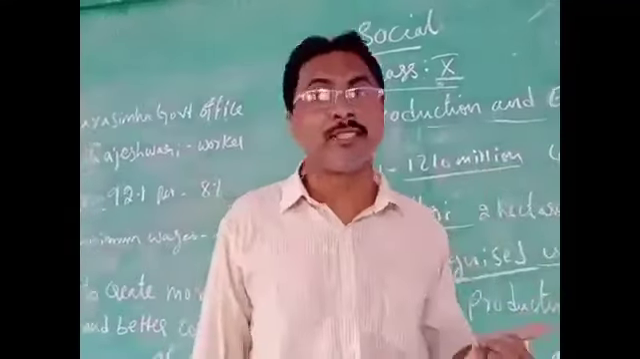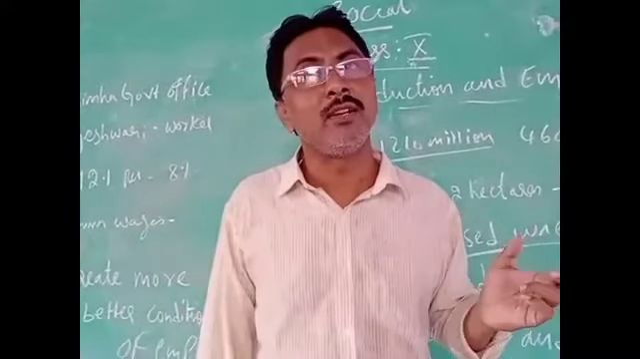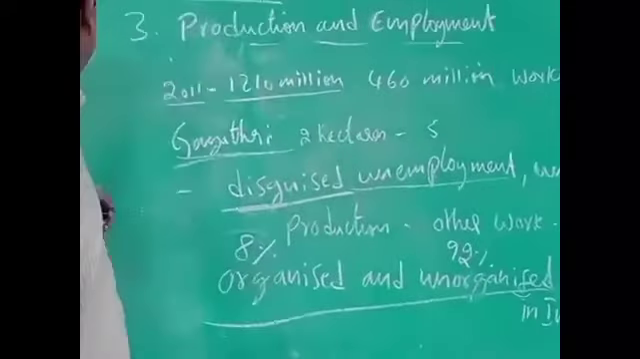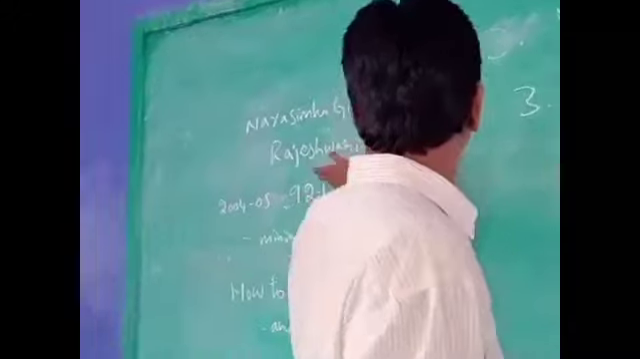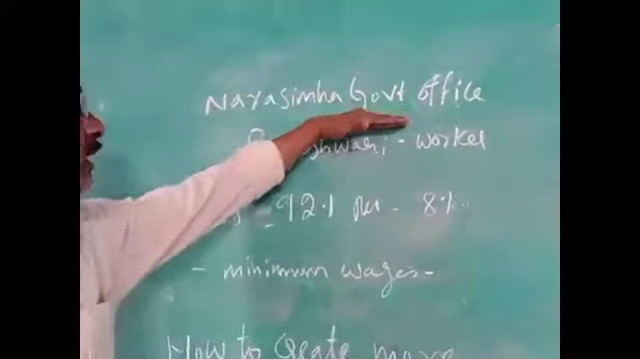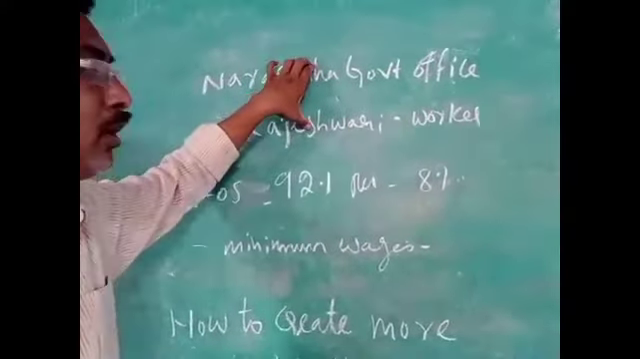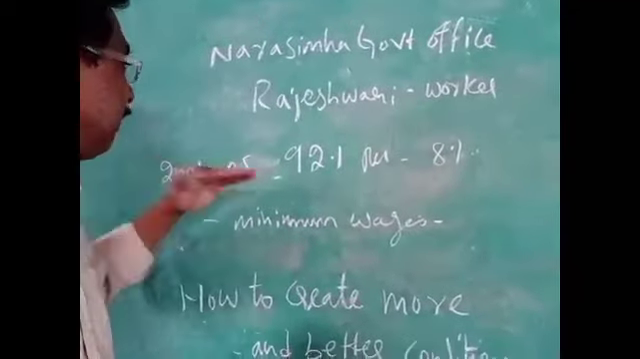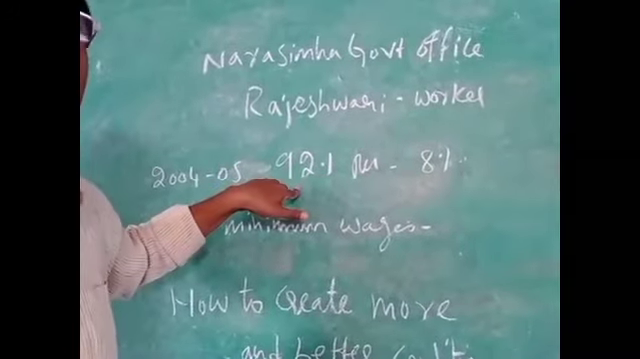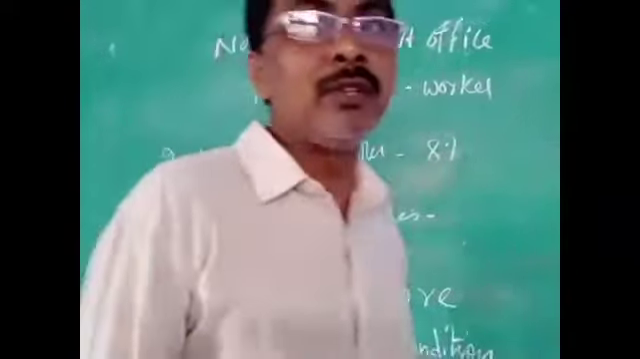So you see the differences. I'm going to tell you about the case study tomorrow, because the time is not there. It is about Narasimha, a government officer, and Rajeshwari, a worker, a laborer. I'll tell you about that tomorrow. And I told you now, 92% is the unorganized sector and 8% is the organized sector. Okay, tomorrow we'll continue the class.